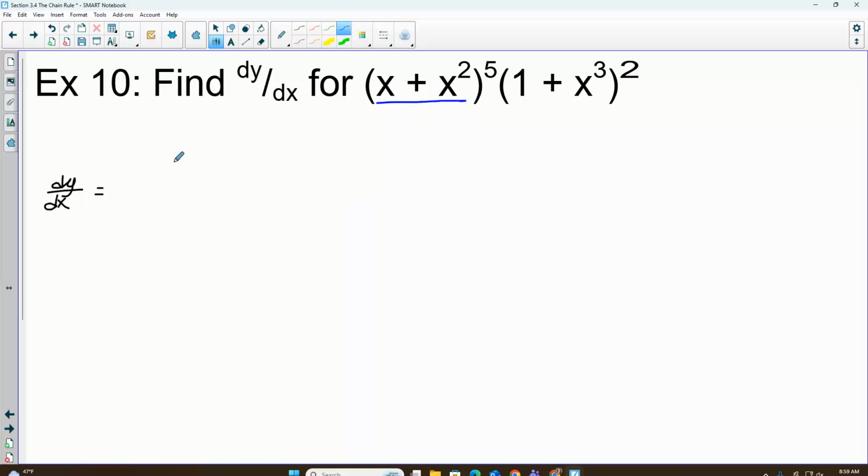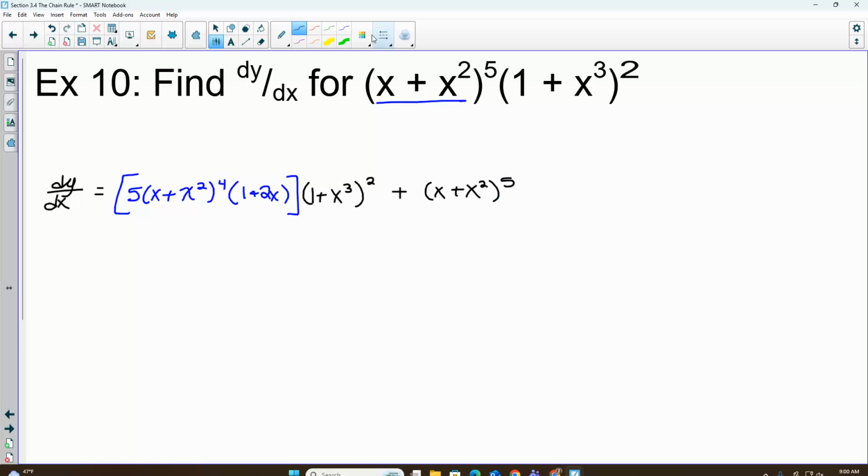To do the derivative of the first one, that exponent comes down, inside stays the same, subtract 1 from the power, so it's a fourth, times the derivative of the inside, which is... So that's the derivative of the first times the second one, plus the first one, times the derivative of the second.